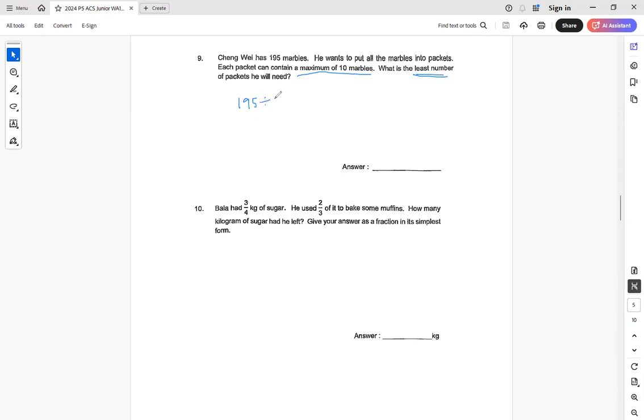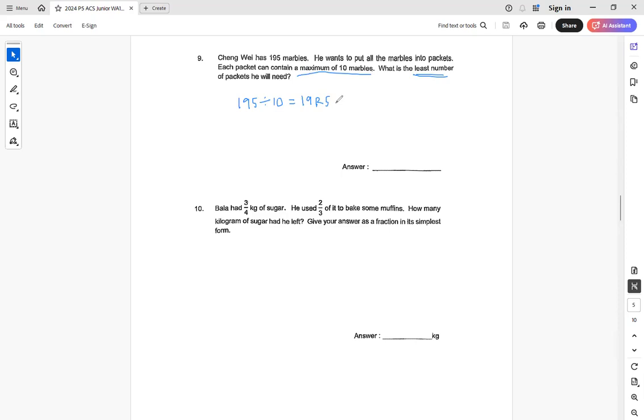divided by 10. How are we going to divide by 10? You count your multiples of 10. You know that there's definitely going to be a remainder, because when you count multiples of 10, it's like 10, 20, 30. You cannot end up with a 5. So definitely there's a remainder. But for 195, if you count multiples of 10, you'll count until 190, which is 19 groups of 10. Then you minus 195 by 190, you will get a remainder of 5 marbles.